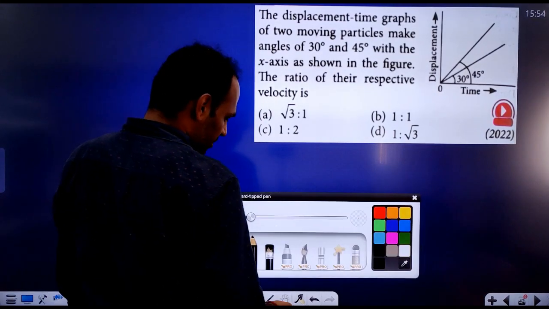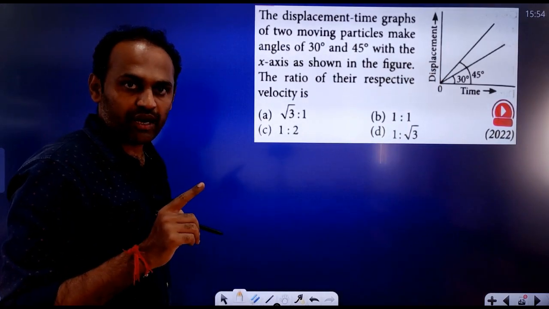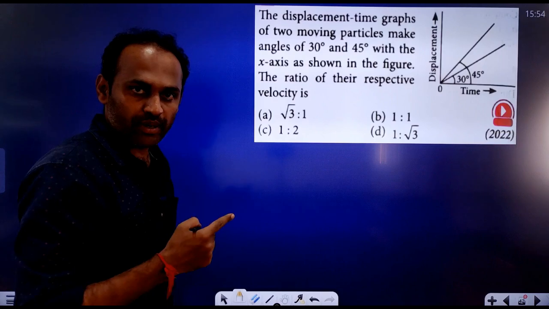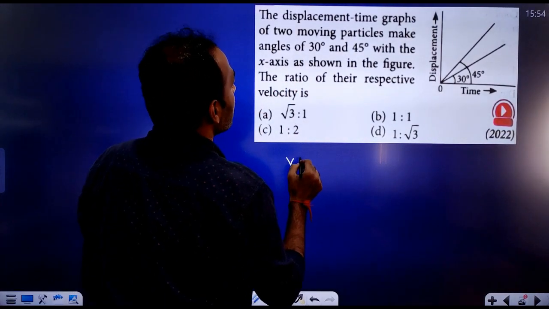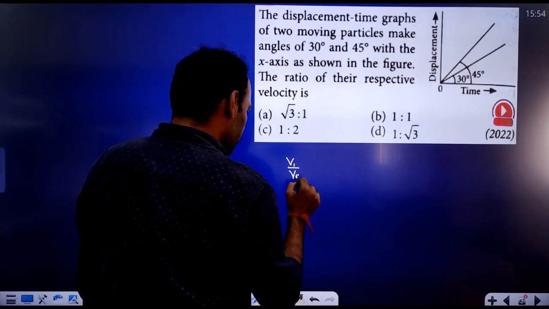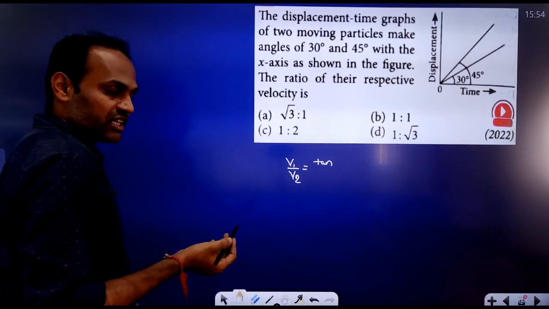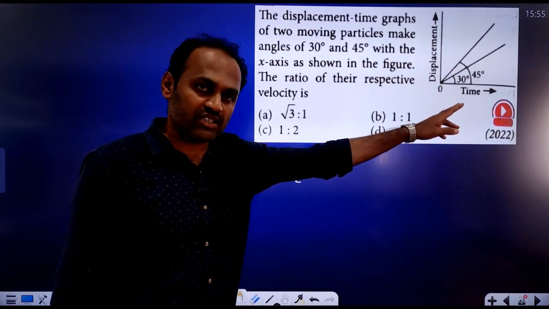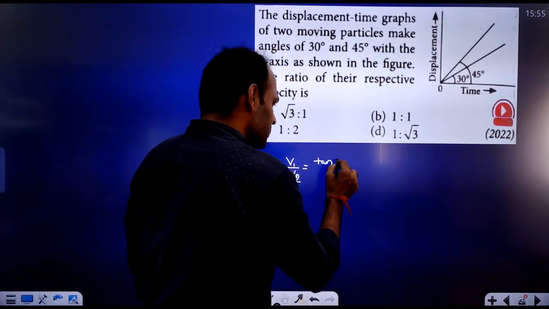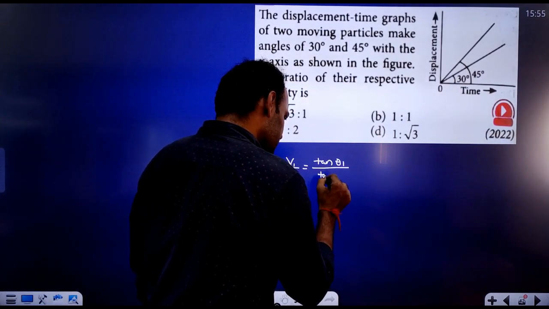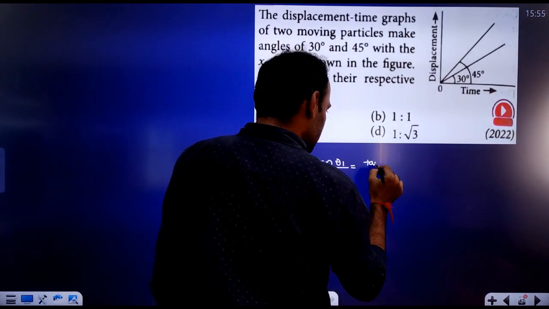See, the graph given is a displacement versus time graph. What does the slope of a displacement versus time graph give? That is, the x-t graph slope gives velocity. They are asking the ratio of velocities, v1 to v2. So v1 we get from the slope of the displacement versus time graph. Slope means what? Tan theta. That's why v1 I will take as tan theta 1, and v2 as tan theta 2. Okay, tan theta 1, theta 1 means how much? Tan 30 degree.